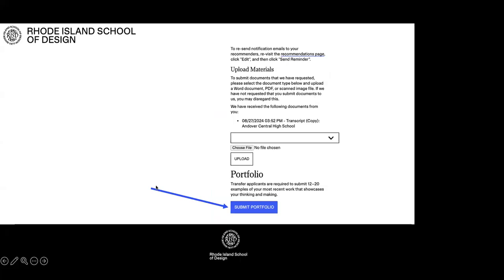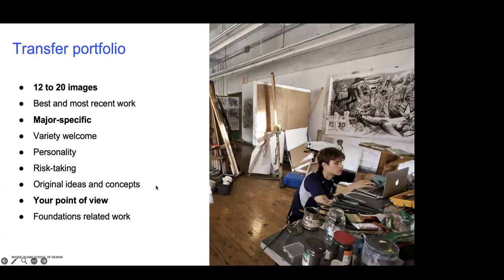So you're going to scroll to the bottom of the applicant portal page, and you'll see a button to upload your portfolio via this portal. So let's talk a little bit about portfolio. If you've joined us in a previous webinar, you've probably heard some of this info before, but I always think it's good to make sure we're on the same page.